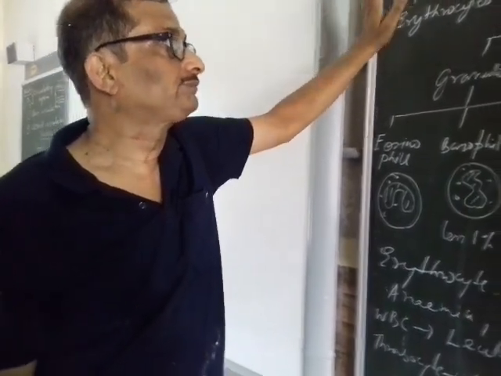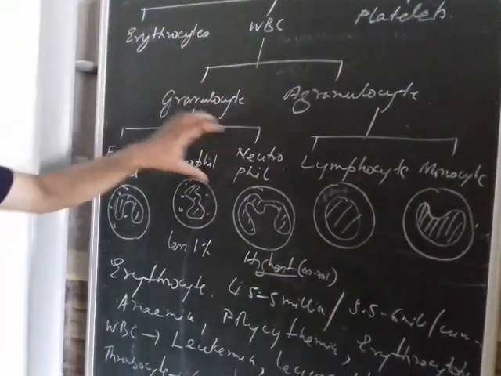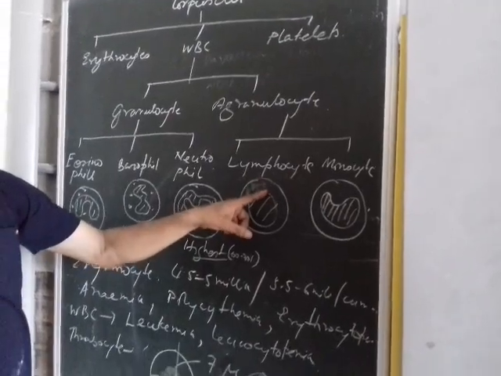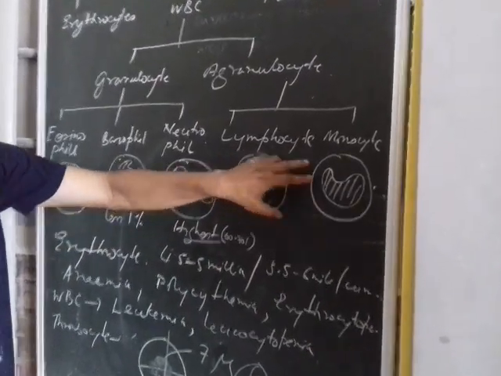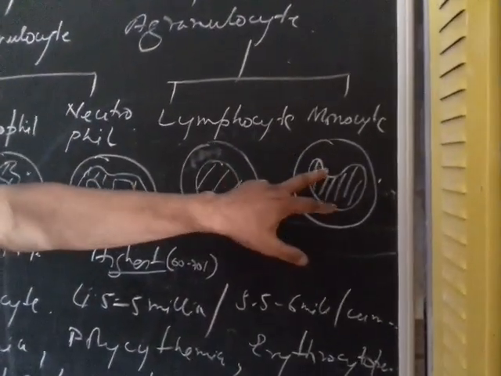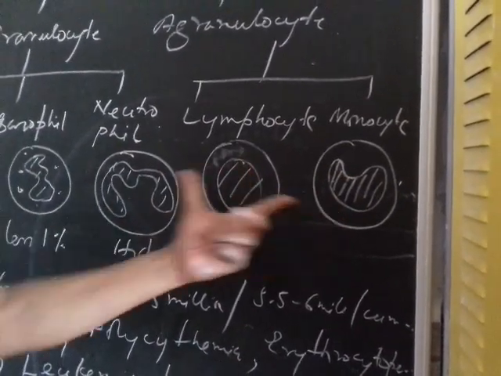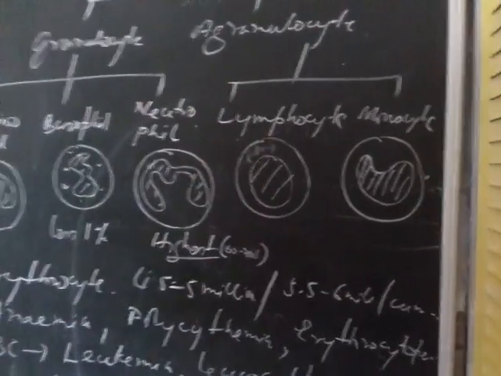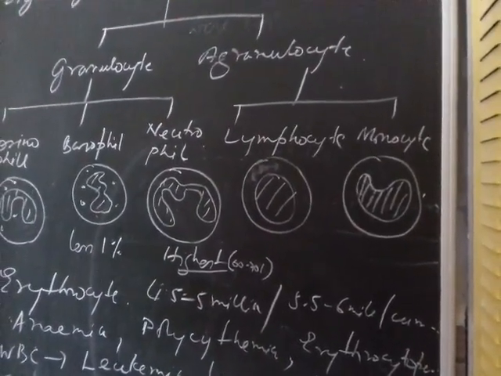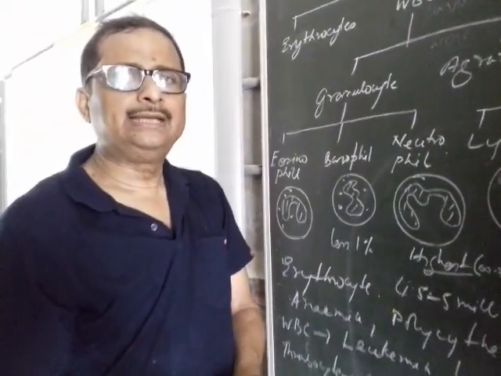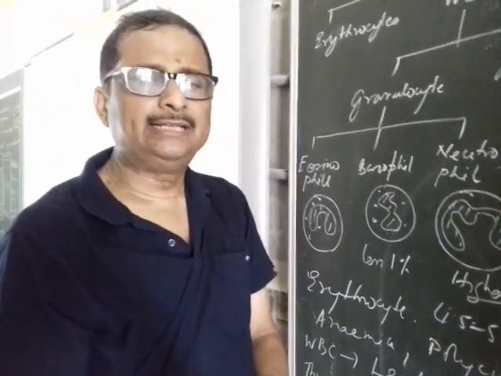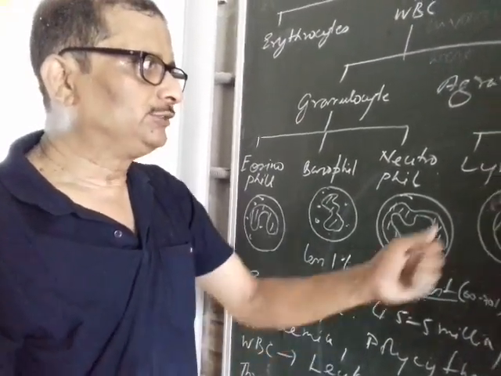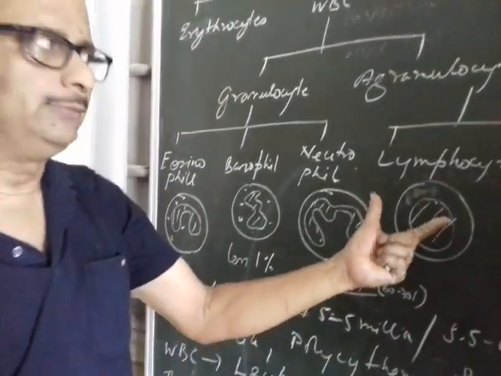As I told you, the function of lymphocyte is mostly creating antibodies in the fight against diseases. Monocyte also does phagocytosis. So monocytes and neutrophils are basically phagocytic. Lymphocytes produce antibodies and are of two types: B lymphocyte and T lymphocyte. The T lymphocyte usually gives cell mediated immunity, and the B lymphocyte gives humoral immunity. So they give two types of immunity in the body.